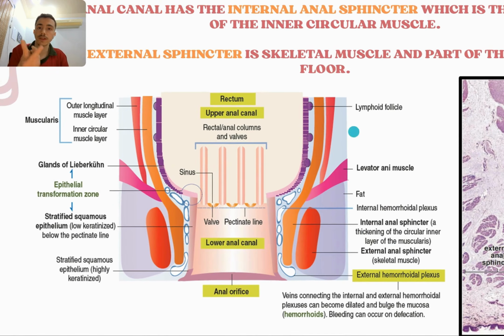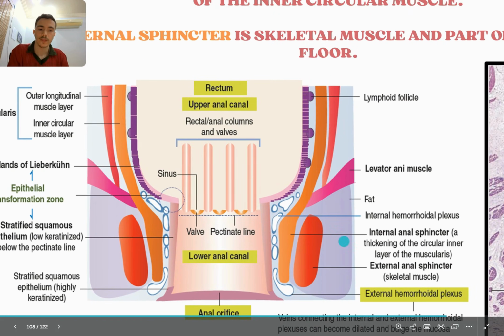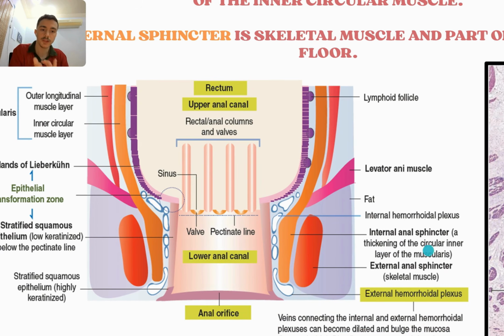And we said the internal sphincter is very thick. Why? Because the orange one is thick. That's why the internal sphincter is a thickening of the inner circular layer. So it's thick because the muscle itself is thick.